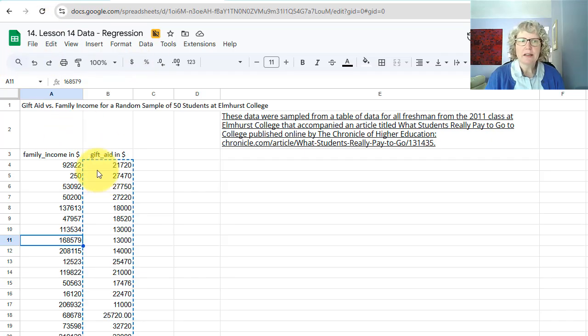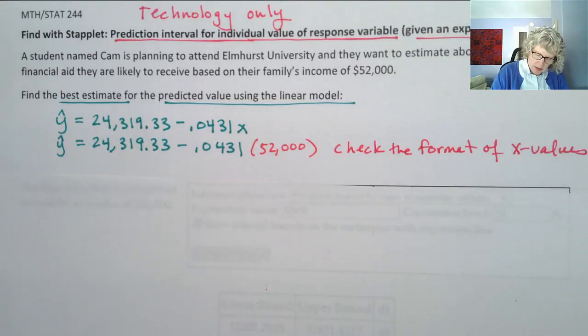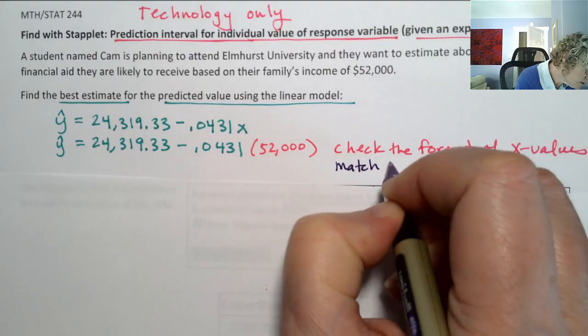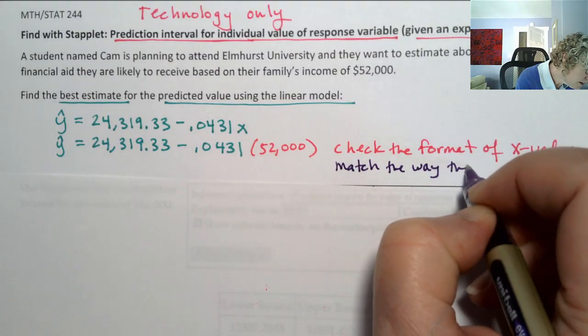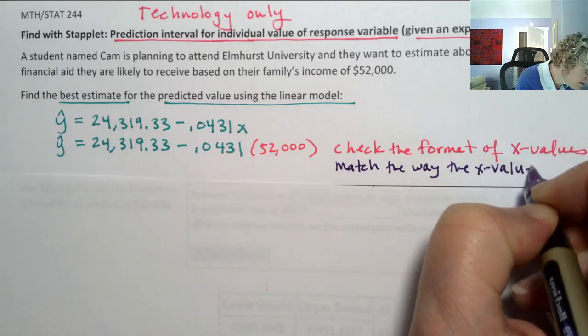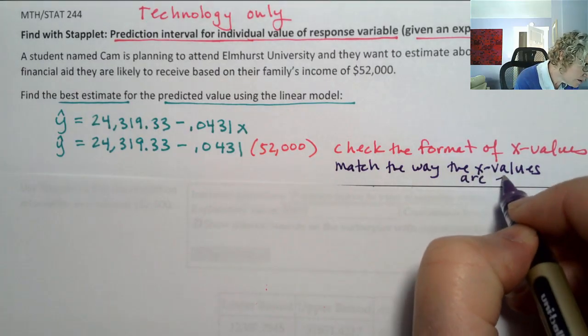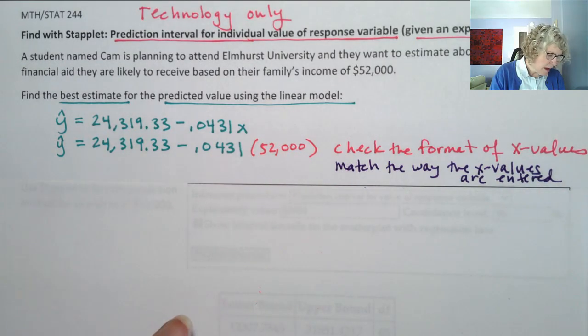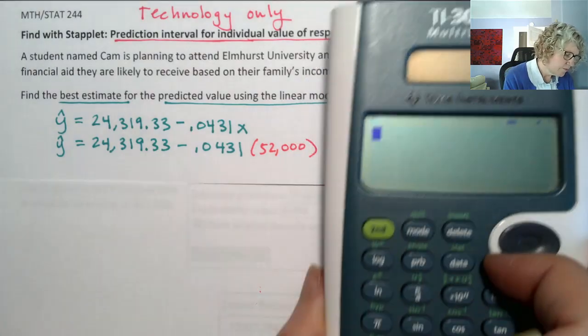Same thing with percent. If your x is a percentage, is 10% written as 10 or 0.10? You want to make sure you match the way the x values are entered. So I could even write that, it's an even better way to say it: match the way the x values are entered or formatted. So I double check that. It is 52,000. Now we can go ahead and calculate this, and then we'll check it on Stapplet.